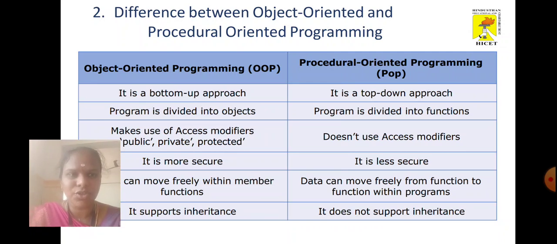Object-oriented programming languages have the access modifiers public, private and protected. But procedural-oriented programming languages do not have access modifiers. So whenever access modifiers are used in an object-oriented programming language, it is more secure, whereas procedural-oriented programming languages are less secure. In object-oriented programming languages, the object can move freely within the member functions. In procedural-oriented programming languages, data can move freely from one function to another within the program.